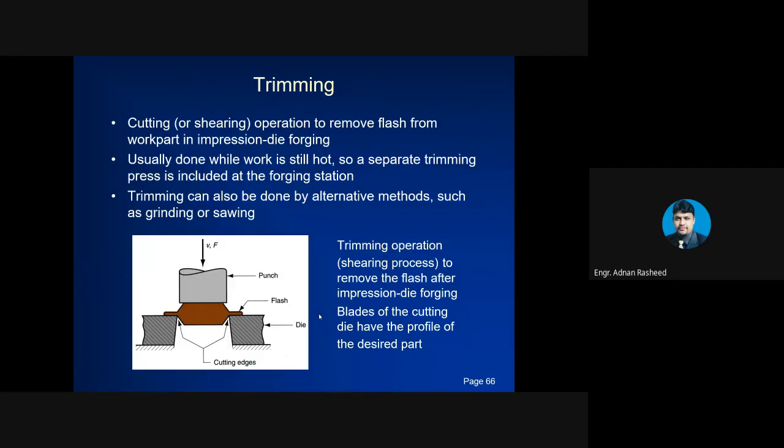Now this is the trimming operation. Trimming is performed to remove the extra material that comes with your product. Actually this is a cutting operation to remove the flash from the work part in impression die forging, and it is usually done while the work is still hot, so a separate trimming press is included at the forging station. Trimming can also be done by alternative methods such as grinding or sawing.